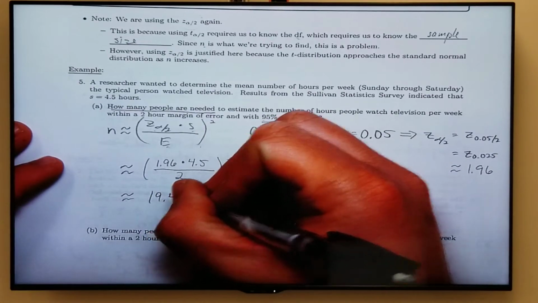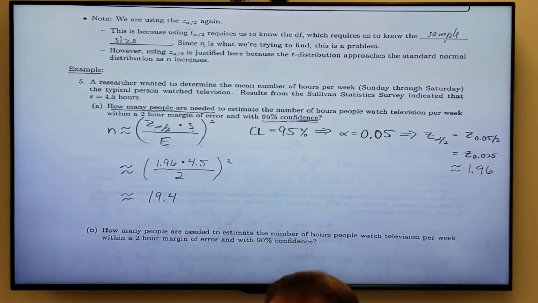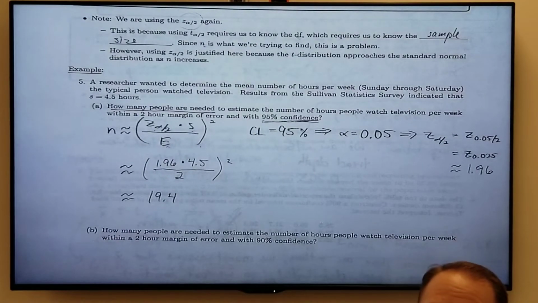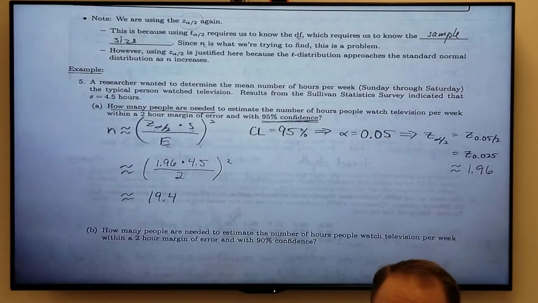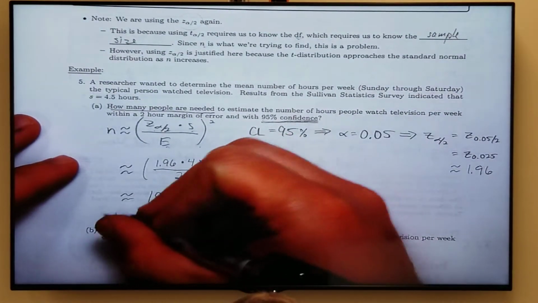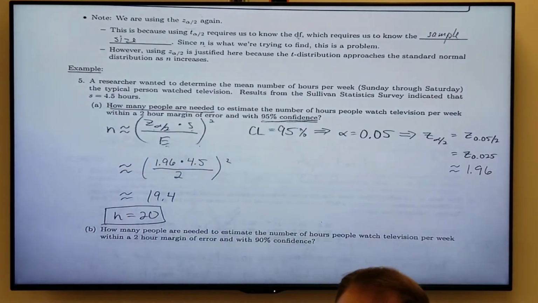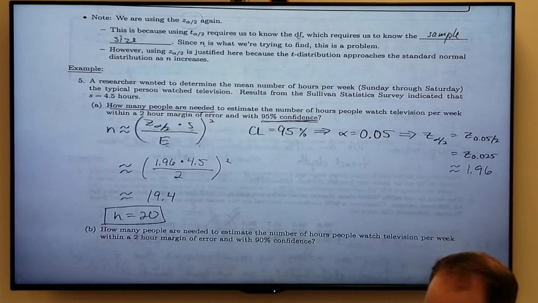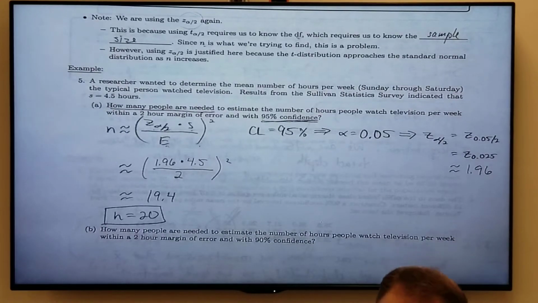19.4 whatever, right? 19.4. But remember, on these kinds of problems, if you need at least 19.4 people in your sample, then really you need 20 people in your sample, right? So we're going to say n equals 20, right? Right, we always round up. Okay. So that's that one.